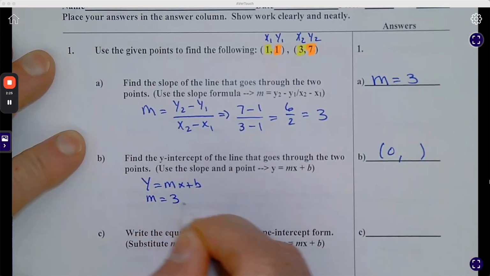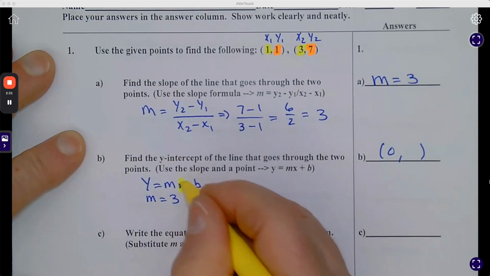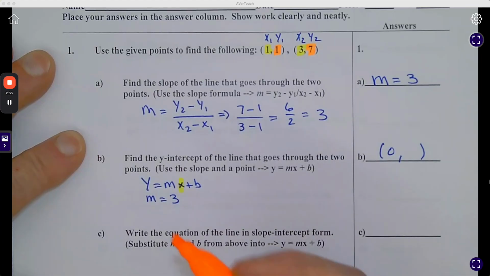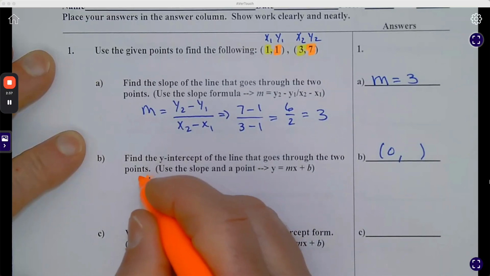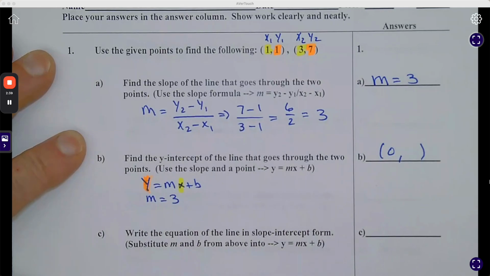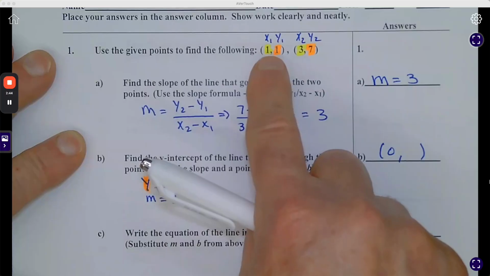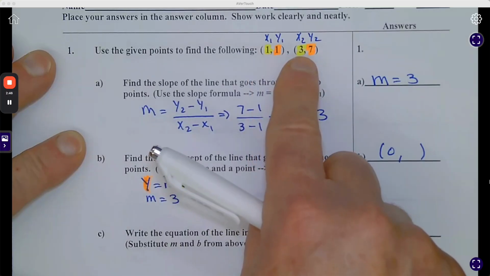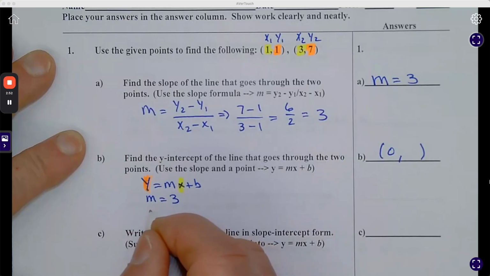So for example, I know that m is 3. And I also know an x and a y, right? This is my x right here, and this is my y. There's an infinite number of x comma y's that make this equation true. But remember, the x and y that make it true have to be in the same ordered pair. So 1 and 1 is a solution, 3 and 7 is a solution, and there's an infinite number of them. I'm going to use 1 and 1. So I'm going to let x be 1, and I'm going to let y be 1.